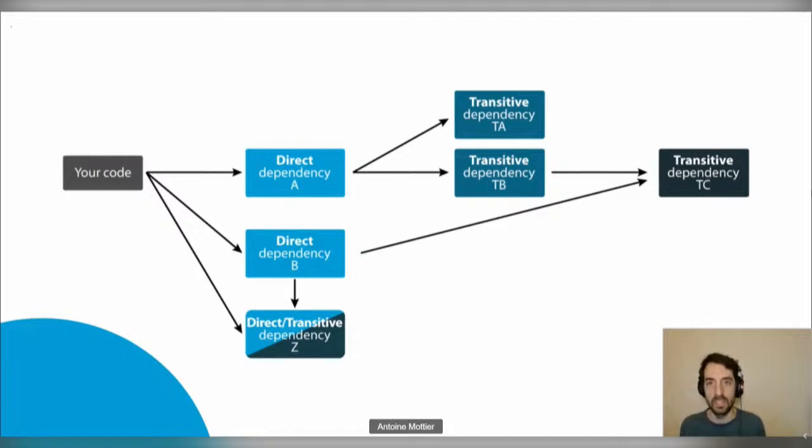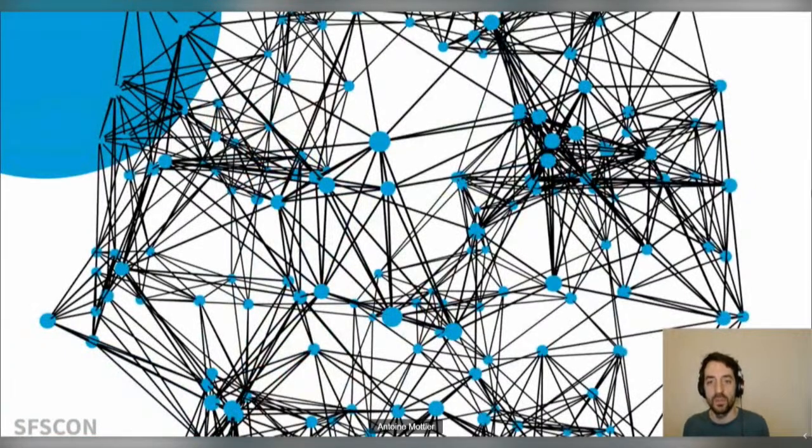And to bring a little more complexity, a dependency can be at the same time a direct dependency and a transitive dependency. And you also need to deal with the version of your dependencies. You might depend on a given version of a dependency, but another part of your dependencies might require a different version. So you can have a conflict. And as I said, the complexity is growing. We have more and more libraries that we depend on, which themselves have some extra dependencies. So we have this huge graph of dependencies building up.